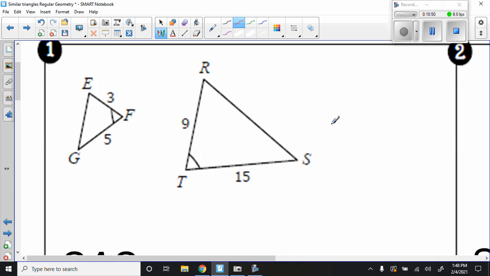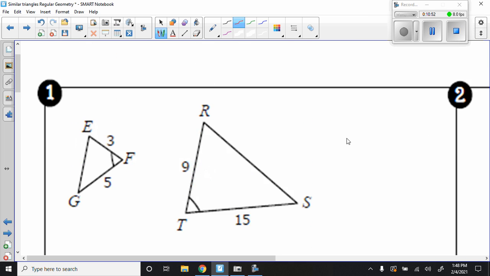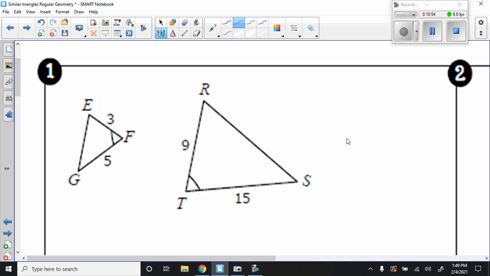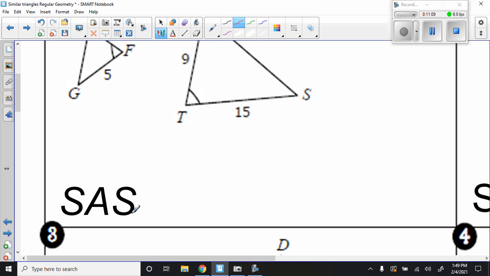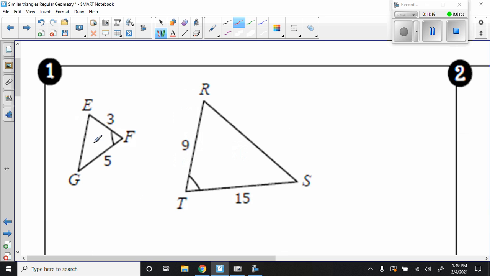All right, number one. Do you see on number one? I am only testing SAS because I have two sides and an angle in between it. I am not interested in AA. I am not interested in SSS. And I put that at the bottom. I'm only interested in SAS. So it's going to be a yes SAS or a no SAS.